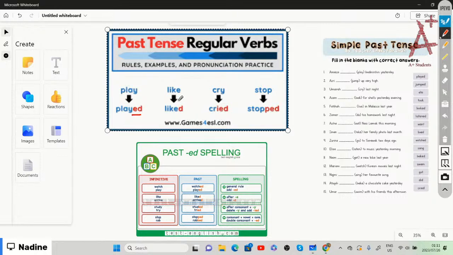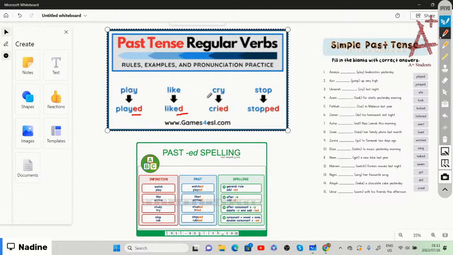Earlier on, I mentioned if your verb ends with an e, then instead of adding ed, you are only going to add d, because it's already an e, basically. So like, liked. So liked is the regular past tense verb.